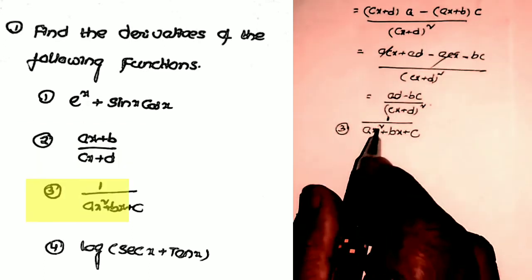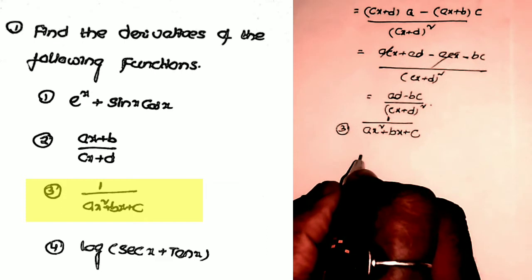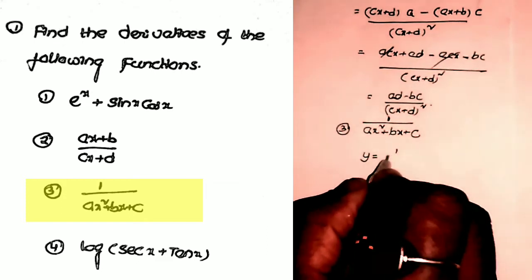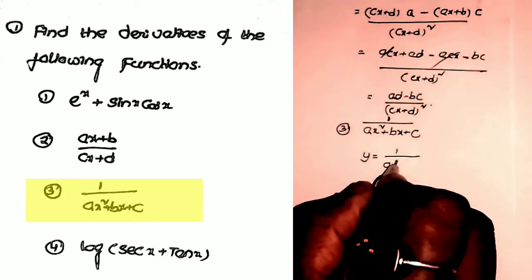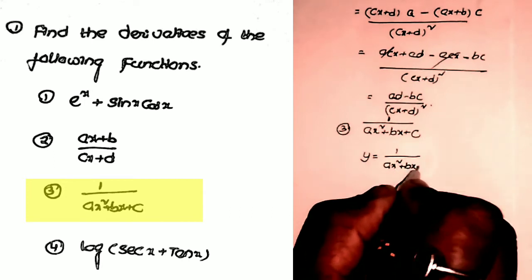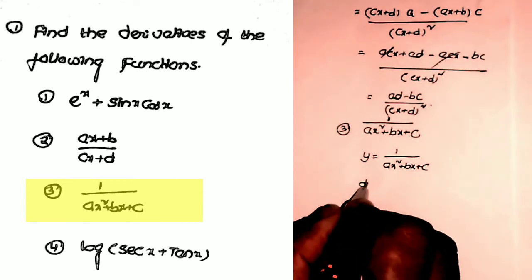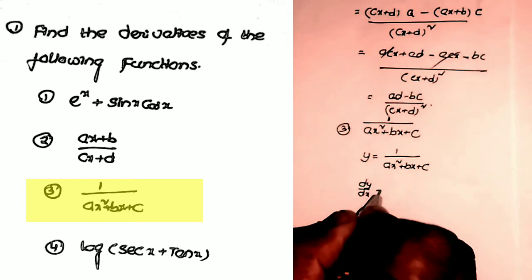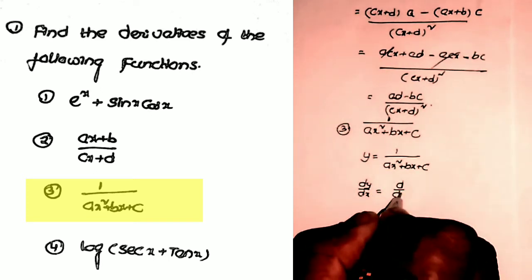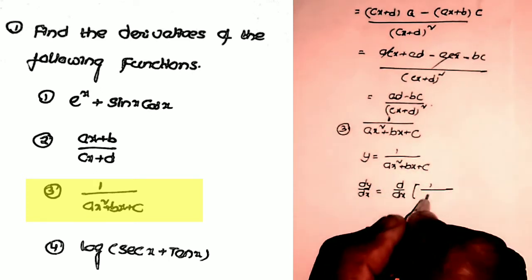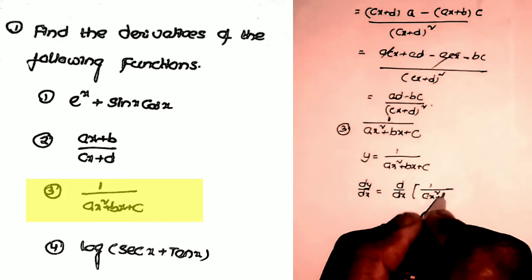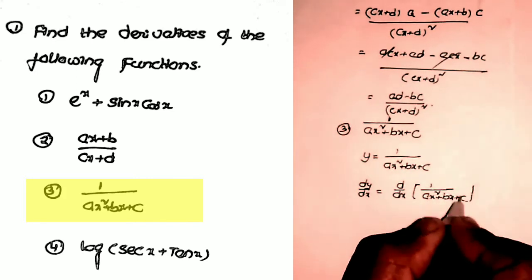Next question, sum number 3, 1 by ax square plus bx plus c. First I take this equal to y, that is y is equal to 1 by ax square plus bx plus c. Now dy by dx is equal to d by dx of the given function, that is d by dx of 1 by ax square plus bx plus c. Now we have to take the derivative of this function. So what is this form?